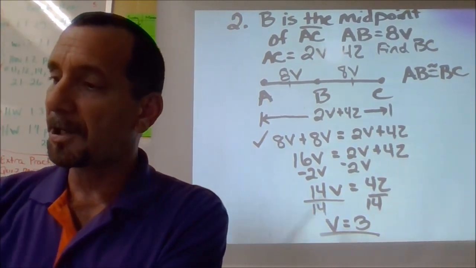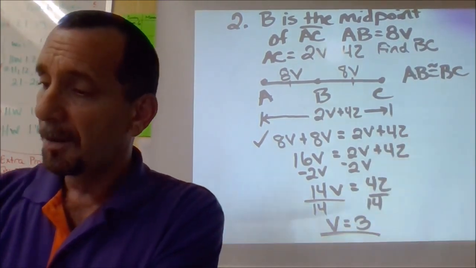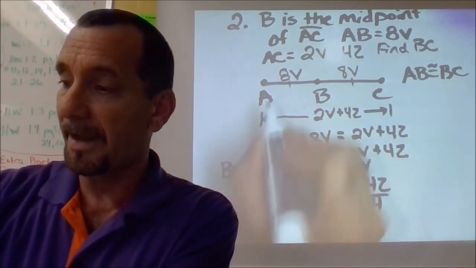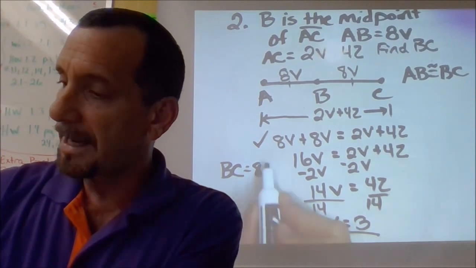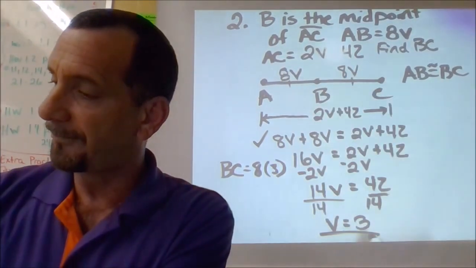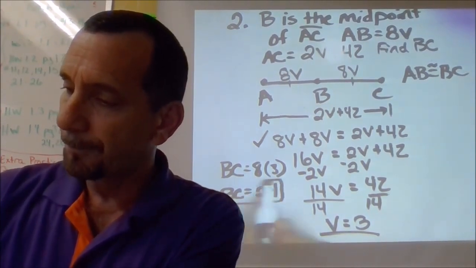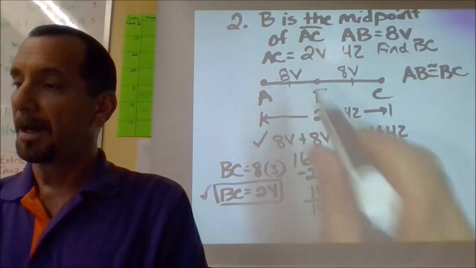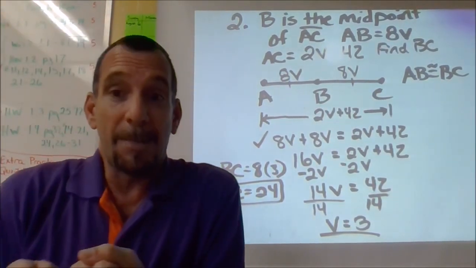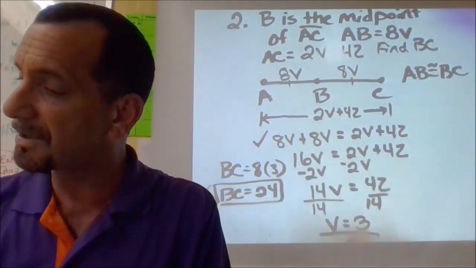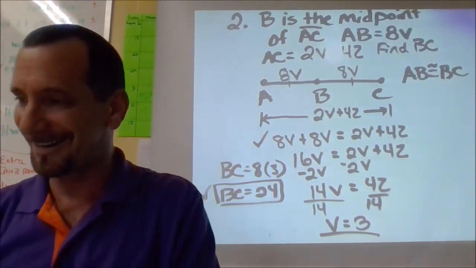So we've got V equals 3, but we're looking for BC. BC is 8V, which is also the measurement of AB. BC is 8 times 3, 8V, and BC equals 24. There you go. So we know 24 plus 24 is 48, and now we're really getting good at math in our head. So 48, 2 times 3 is 6 plus 42 would be 48. Check.